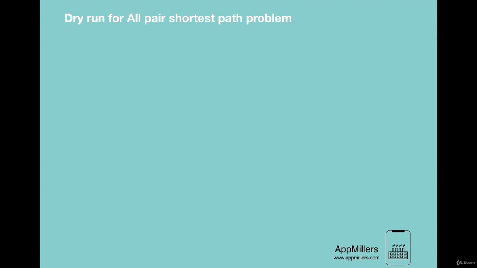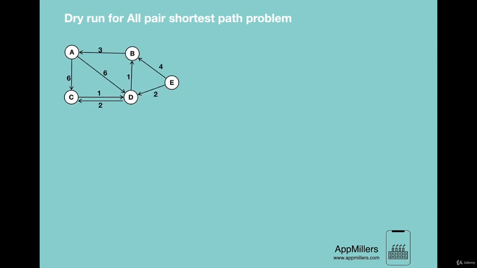Now in the previous video we have learned what the all pair shortest path problem is. In this lecture we will take one algorithm and perform it on a real example to see how the all pair shortest path algorithm works. Let's say we have a graph like this and we want to perform all pair shortest path on it. As we mentioned, all pair shortest path means we have to take all vertices as a source vertex in each iteration.